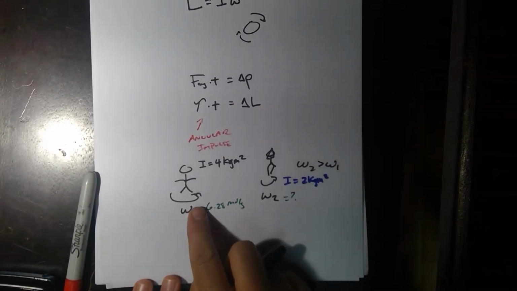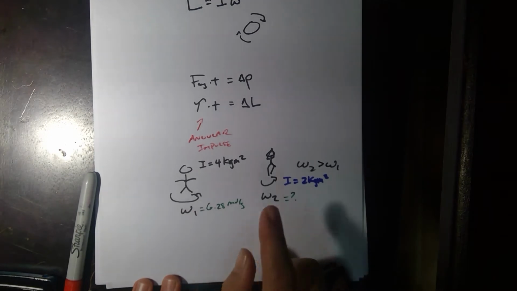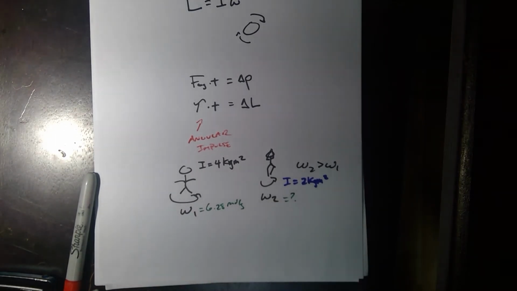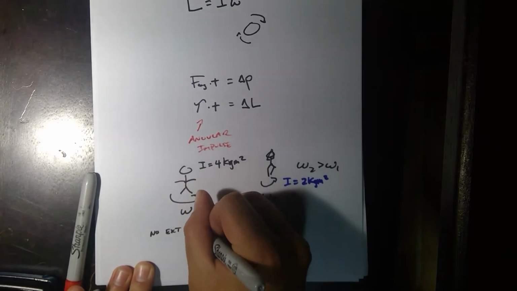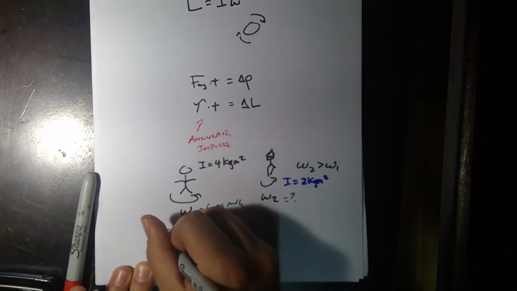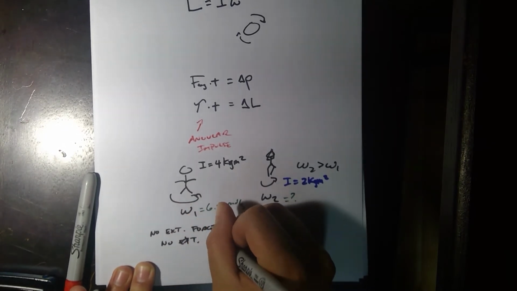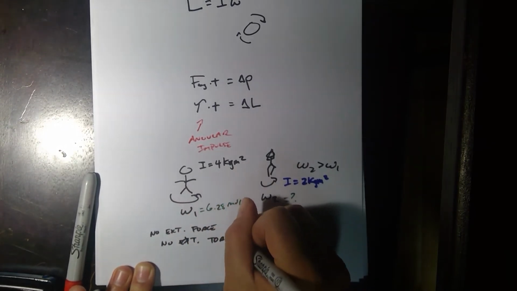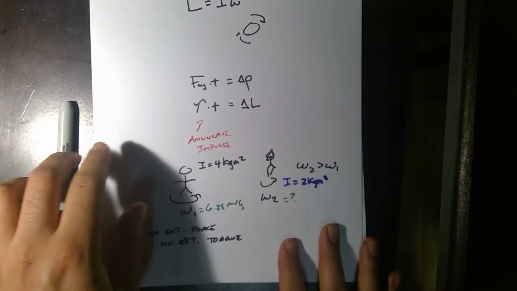When the figure skater is on ice, they are what we would consider an isolated system. There's no external forces acting on them, no friction, nothing. So that means that you have no external force. That would mean no external torque. And this is why we bring up the impulse momentum theorem for rotation.